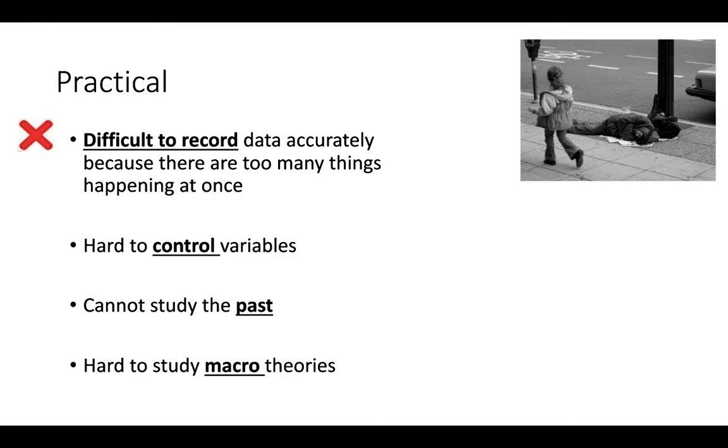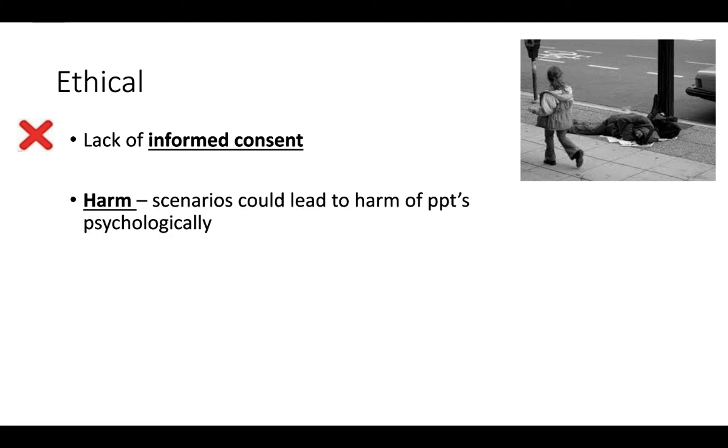We can't study macro theories either. We can't put the class system into a field experiment. Ethical advantages, there are none. Ethical disadvantages, lack of informed consent, obviously, we're tricking people. You could be in a field experiment and you don't even know it. You're only told about it afterwards. Again, that's not informed consent.